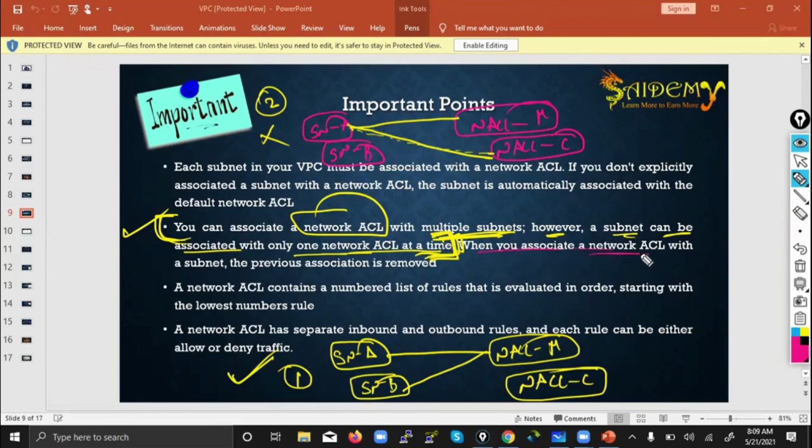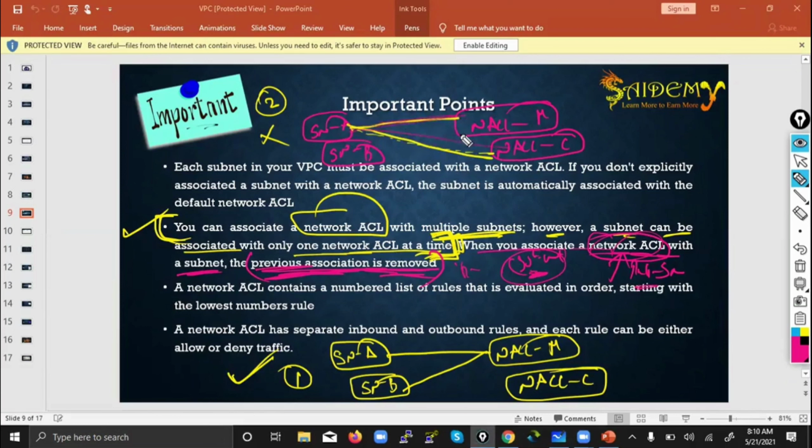When you associate a NACL with a subnet, the previous association is removed. Yes or no, guys? Have you seen that? Practical or not? I showed you practically. Before, under the subnet association section, it was blank when we were doing the practical. Later, I created a custom NACL and attached our public subnet to the custom NACL. Then automatically it got detached from the default NACL and got attached to this custom NACL. So that's why at any time you can attach only one NACL to a subnet.